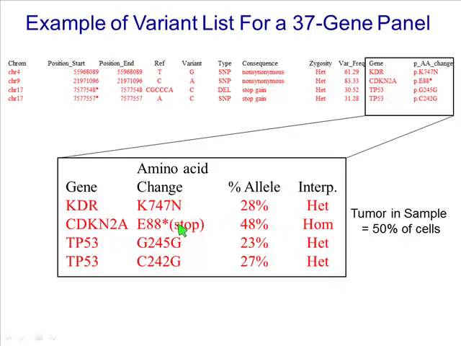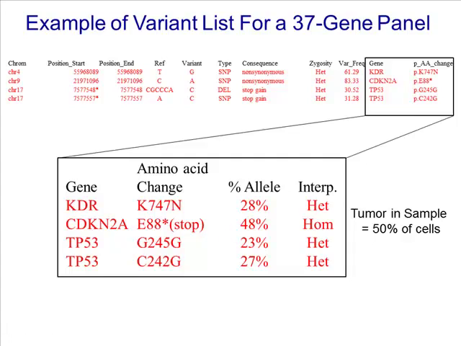There's one stop codon in p16, and that's at 48%, so we interpret that to be homozygous, though the normal allele in those tumor cells has probably been lost, and these cells only have this mutated stop codon present. And finally, we have this mutation in KDR. So this is then the culmination, if you will, of all of the work put into the sample. We then put that out into a clinical report.